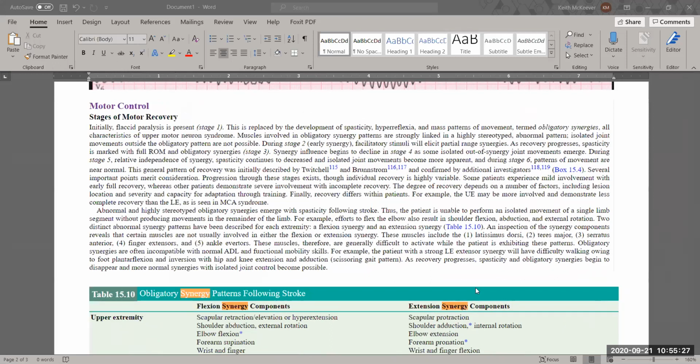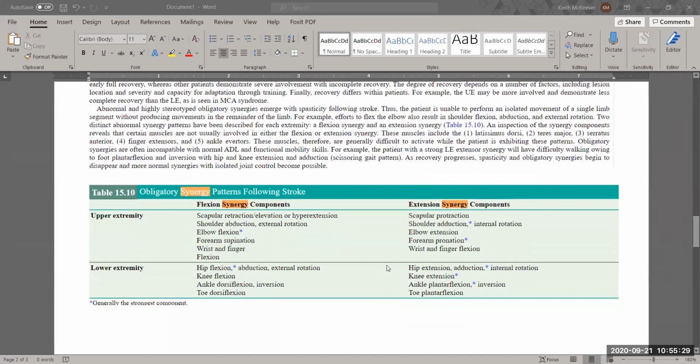So it's about positioning, right? So let's say they have an abnormal synergy pattern. Do we want to promote that pattern? Typically not. Now, here's a time where we might promote a synergy pattern.